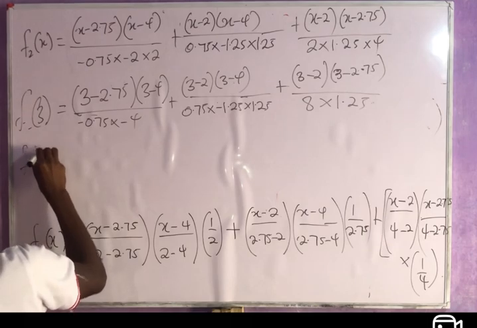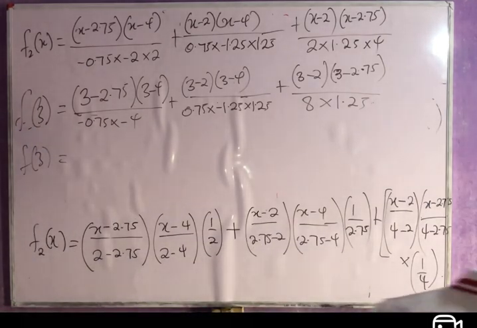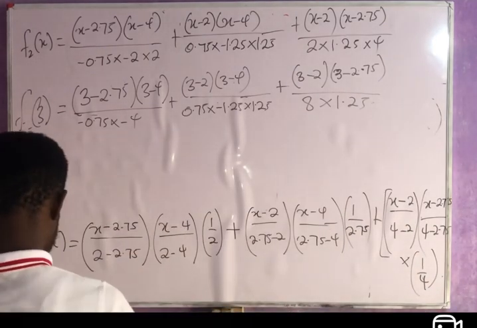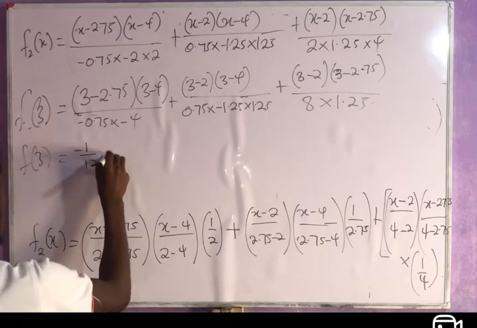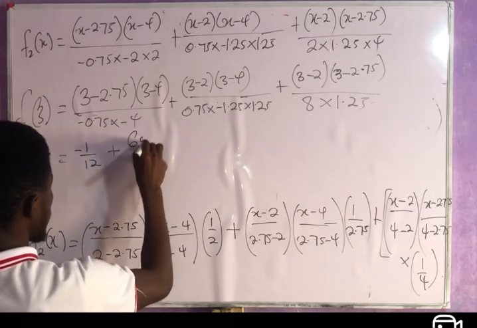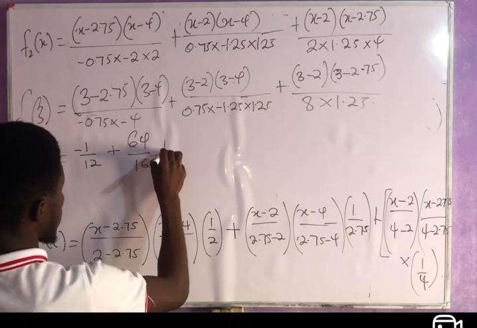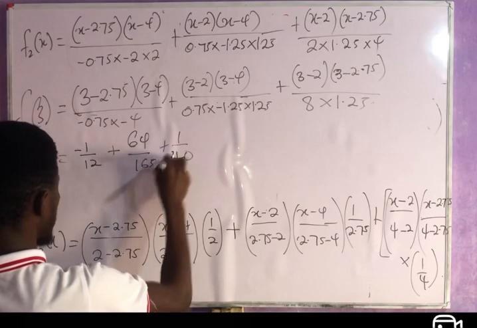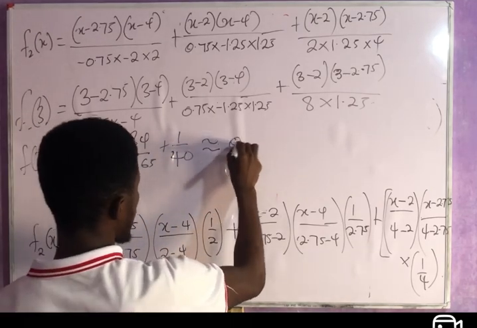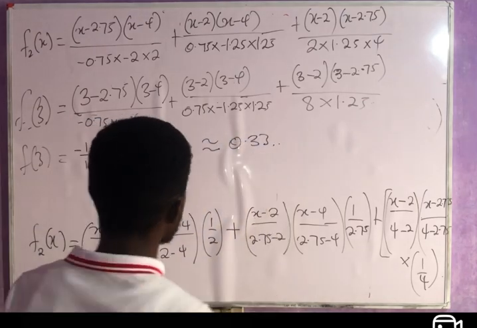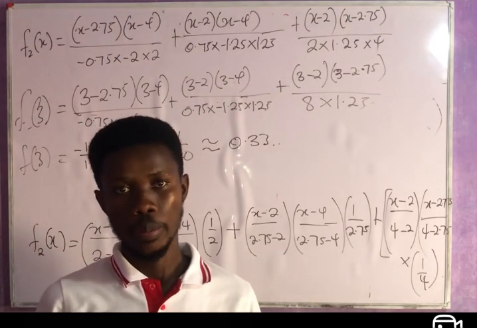So our f of 3 equals negative 1 over 12 plus 64 over 165 plus 1 over 40. And if you do it well, you are going to have 0.33. And this is the solution to the problem.